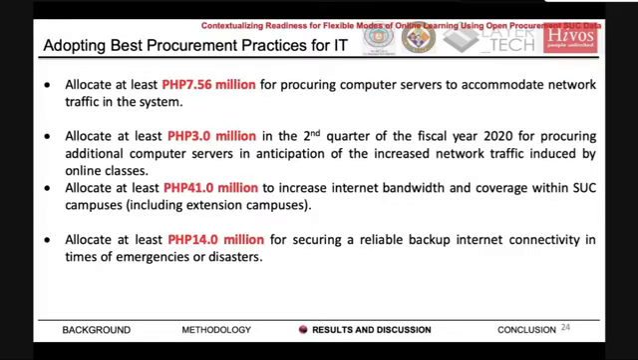So next slide, let us now see the best practice for IT. This is based on the procurement data of the fully capable SUCs. Number one, at least 7.56 million must be allocated for procurement of computer servers. Second, at least 3 million must be allocated for additional computer servers. 41 million must be allocated to increase internet bandwidth and coverage. Next is 14 million must be allocated for securing a reliable backup internet connectivity.